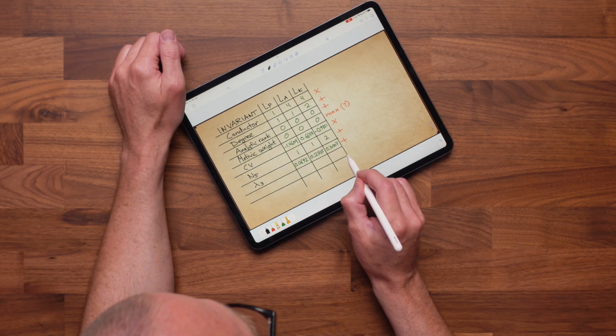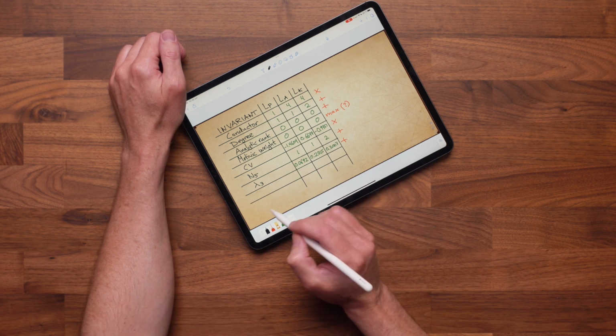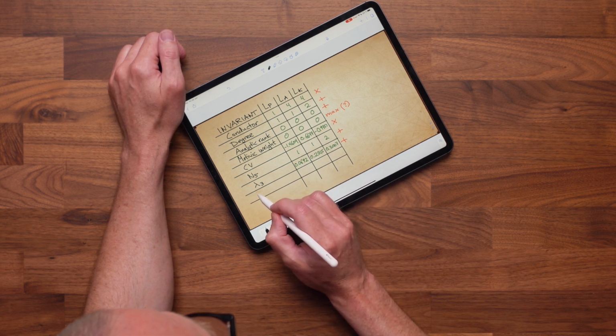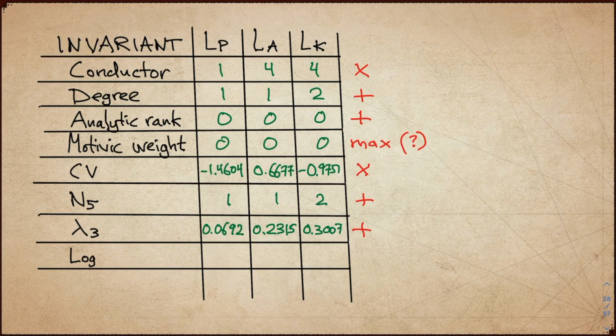For the conductor, it's multiplication here, and I can construct a new invariant called the log conductor, which outputs simply the logarithm of the conductor. This is additive, since log transforms multiplication to addition. The values of the log conductor here are log 1, that's 0, then log 4 and log 4.